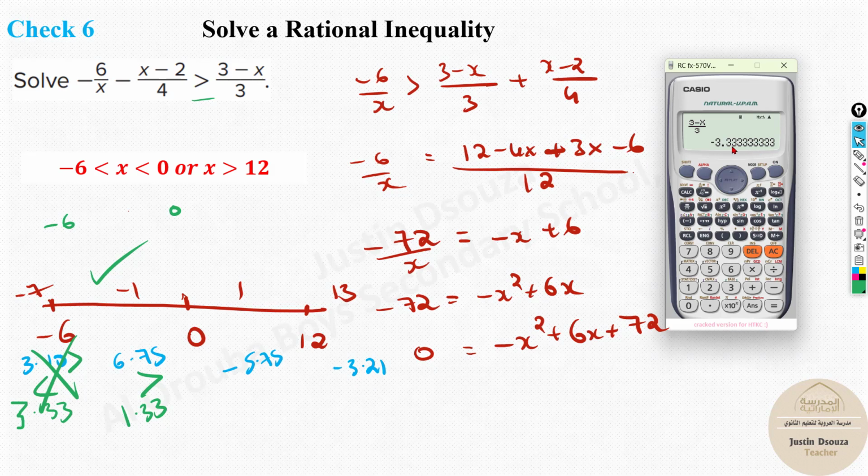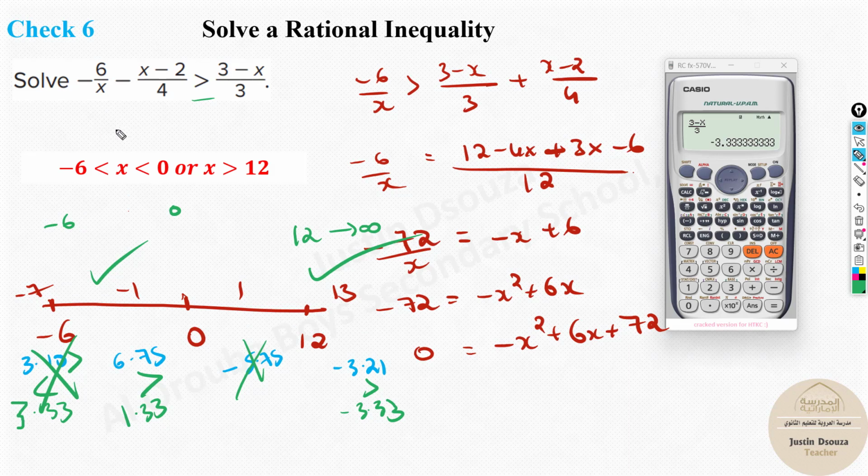Is negative 2, 1? No. Oh, yes, because they are negative numbers, right? So this is true. So I will just write it here. This was wrong. This is true. Negative 3.33. Yes, this is greater. So it will be from 12 to infinity, basically. Yes, this is true.